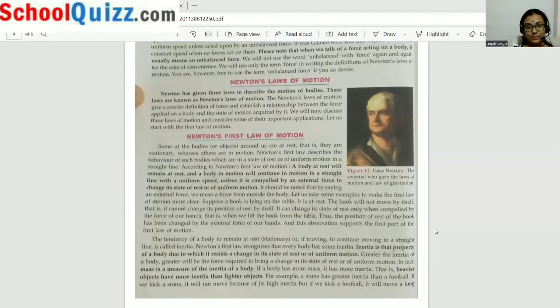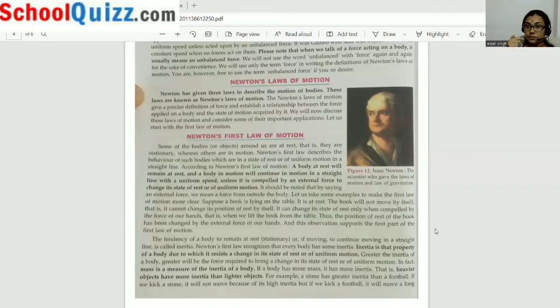Tendency of a body to remain at rest, or if moving, to continue moving in a straight line is called inertia. Inertia means to resist. Any body is resisting to change its position. Suppose this body is at rest, it will remain at rest. If I'm applying an external force on the body, this object is resisting. Resisting means रोकना.